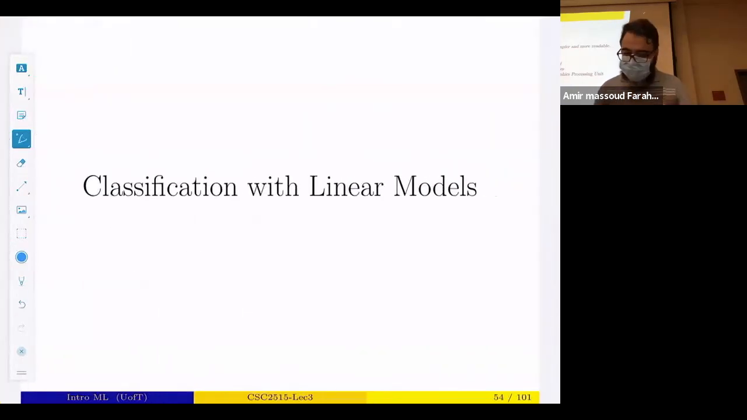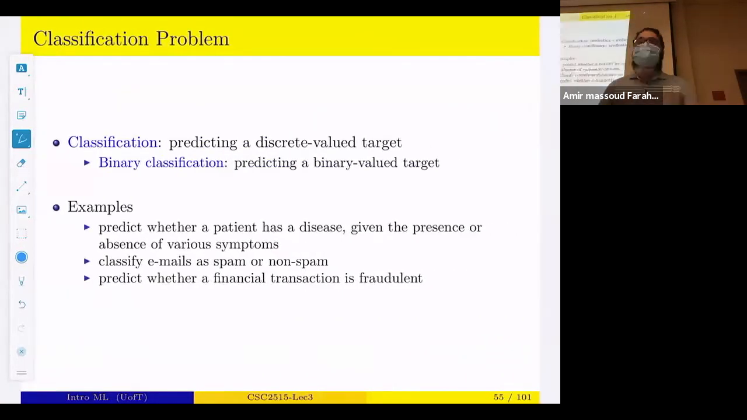Okay. So now let's talk about classification with linear models. The story is very similar to the previous case, regression, except that here, instead of having real valued targets, we have a discrete set of targets. In binary classification, essentially we have either true or false, or 0 or 1, or plus and negative. So these are the possible values. We want to predict a binary valued target.